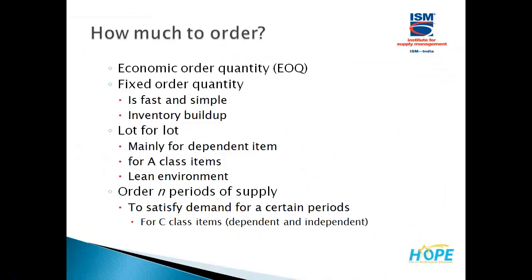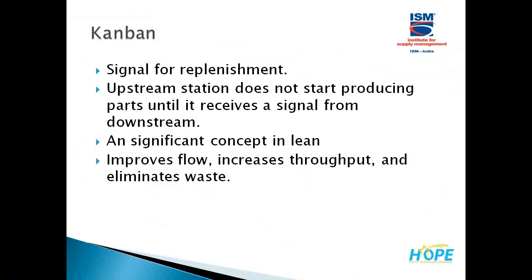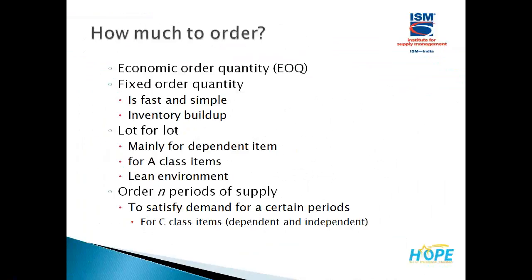Okay, so that is about the time. Another way is to talk about how much to order at one time. If I order more, then I unnecessarily carry inventory. If I order less, then there is the possibility of a stock out. So a very important thing is that I have to define my ordering system. One is the economic order quantity system, then fixed order quantity, lot for lot system, order end period of supply system. So various systems are there.